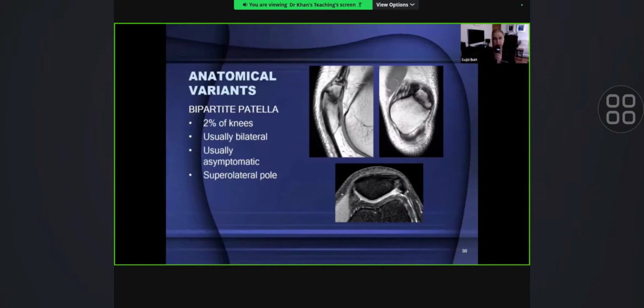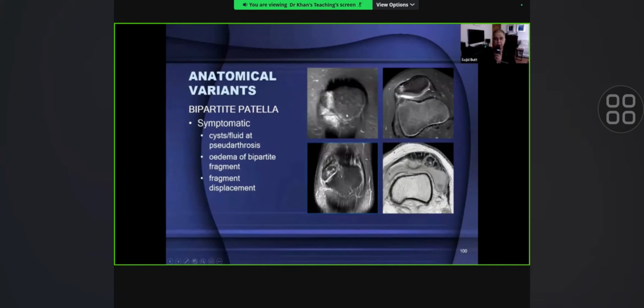Thankfully, the bipartite patella, though it's relatively common, is not difficult to differentiate because it almost always happens at the supralateral margin of the patella. It is usually asymptomatic, but in some patients, you can have a symptomatic bipartite patella. And in those patients, it can be a little bit displaced and there can be some edema on the fat suppressed sequences in the ossicle.